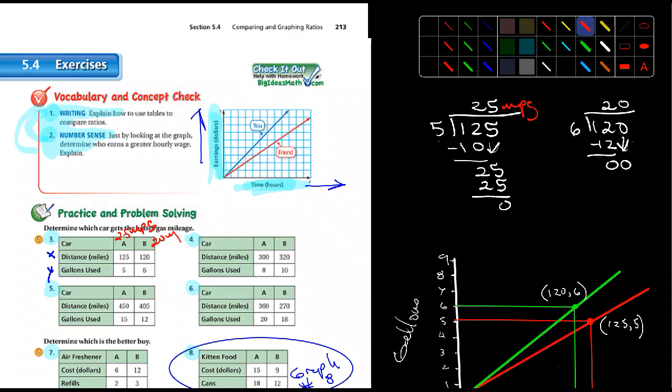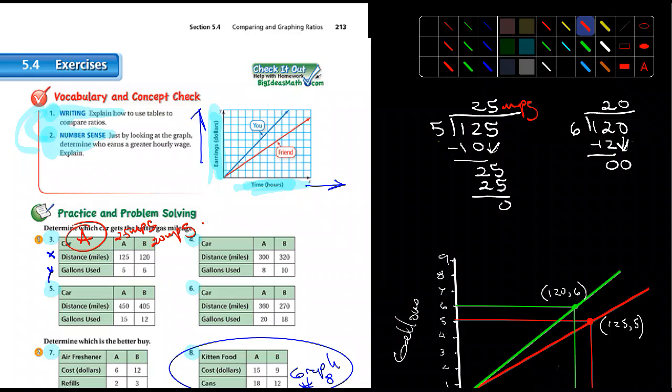So which car gets better gas mileage? Car A. So the answer to number 3 is car A. It gets 25 miles on 1 gallon of gas, and car B gets only 20 miles on 1 gallon of gas. My truck gets about 15 on 1 gallon of gas. Wish it was better, but such is life.